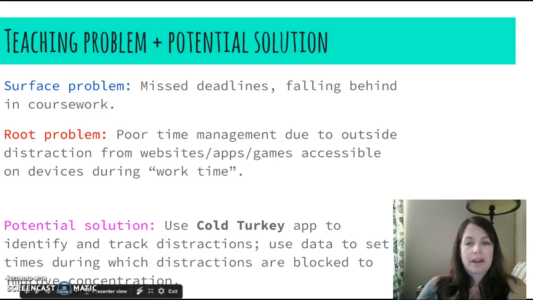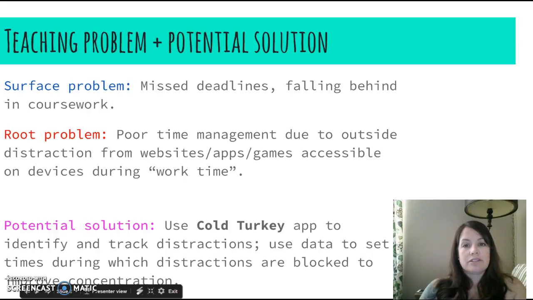The teaching problem that I identified is students missing deadlines and falling behind in coursework. And the deeper that I got into it, I realized there's a bigger root problem, and that is students' poor time management. And that's due to the outside distractions from websites, applications, and games that are accessible on the devices that they are meant to be using during their work time.